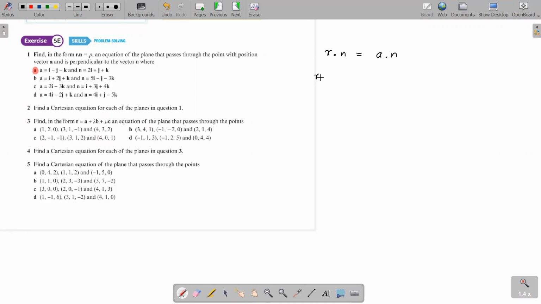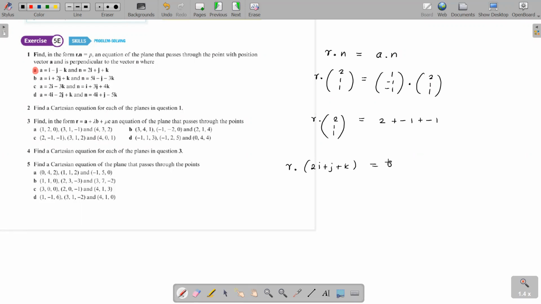So let's input the values: r dot n is (2, 1, 1) equals a, which is (1, -1, ...) dot n, which is (2, 1, 1). So you can get the dot product here, right? r dot (2, 1, 1) equals, when you take the dot product, 2 into 1 is 2, minus 1 into 1 is minus 1, plus minus 1 into minus 1 is minus 1. So basically r dot (2i + j + k) equals 0. So that's it, it's quite simple.